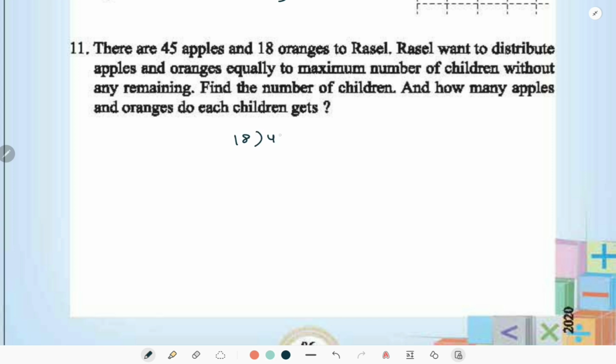18 into 45. Okay, 18 2 is 36. Remainder is 9. 18 will come here. Okay, so 9 2 is 18. We got 0, right? Remainder is 0. So this is the HCF. HCF is 9. So the maximum number of children is 9. Okay. And how many apples and oranges does each child get?